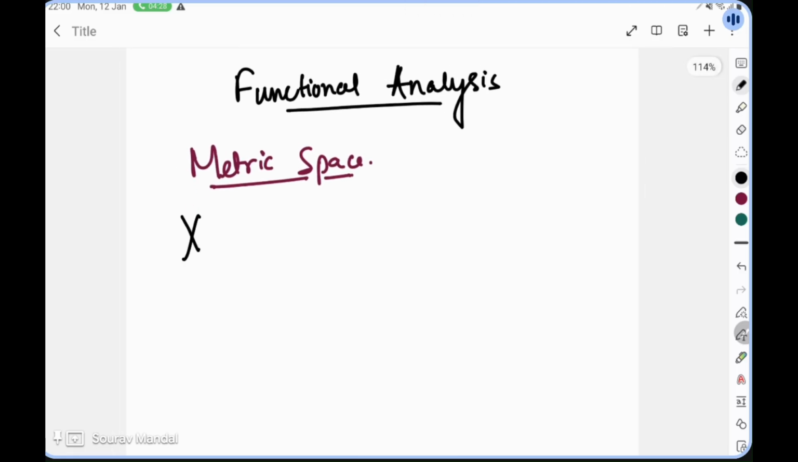Suppose you are given some non-empty set. So if the set is empty, then what happens?